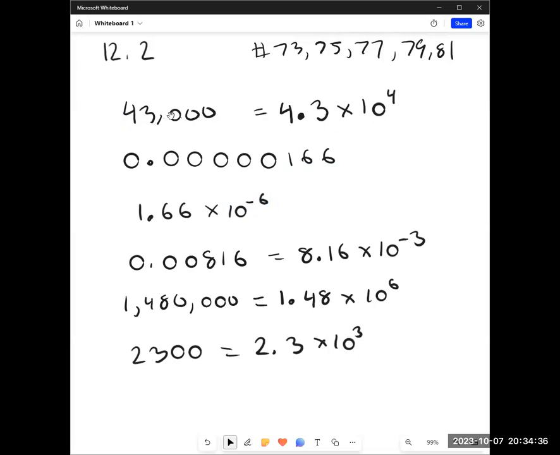This is 10,000s, which is times 10 to the fourth. You get the idea. So you may be able to see what we call the order of magnitude, how large the number is, by seeing the power of 10 that's here.